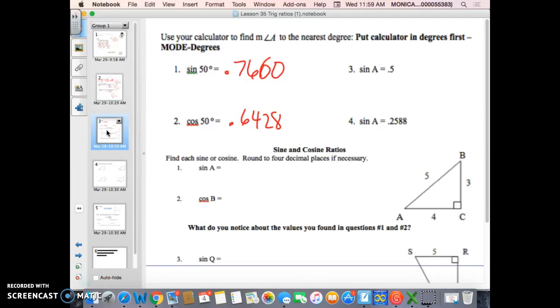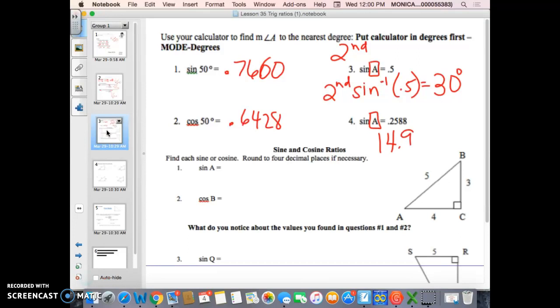If you are looking for degrees, so notice in this case we don't have degrees, then you have to hit second first, okay? So in this case you would hit second sin, and you'll see a little -1. Then you hit 0.5, close my parentheses, hit enter, and that will give you the degrees. So this is actually a 30-degree angle. And for number 4, you're going to hit second sin, 0.2588, close your parentheses, hit enter, and you should get 14.998, which is approximately 15 degrees.